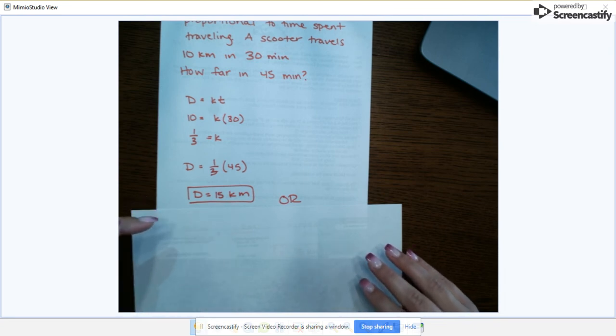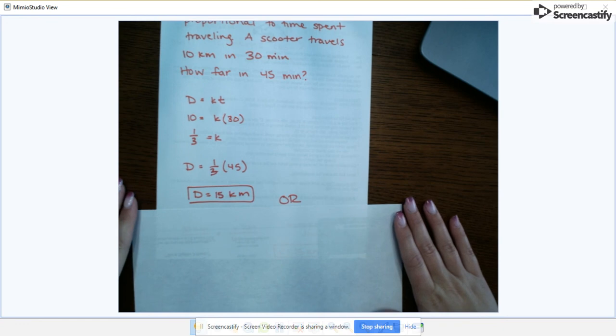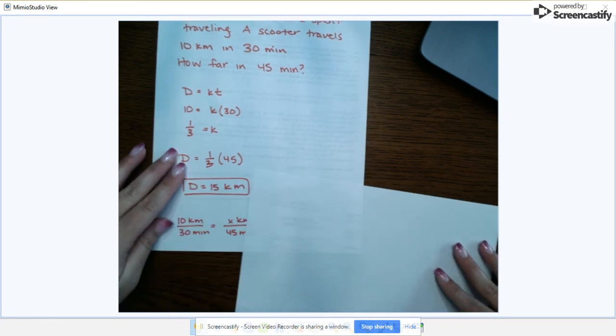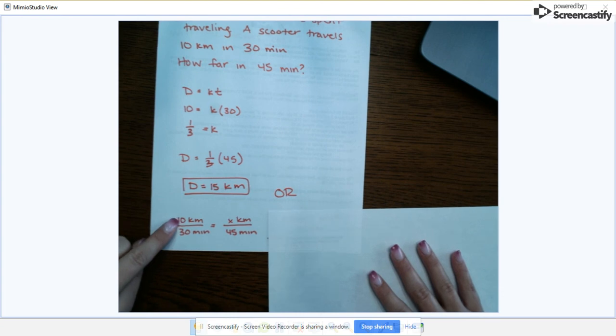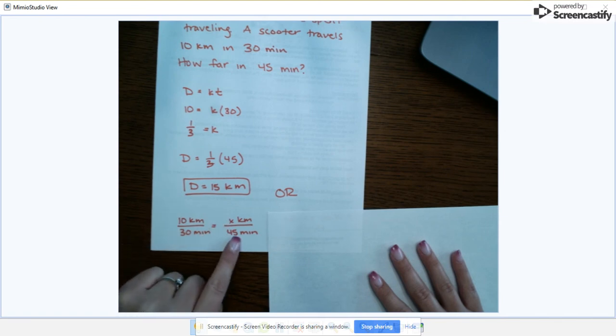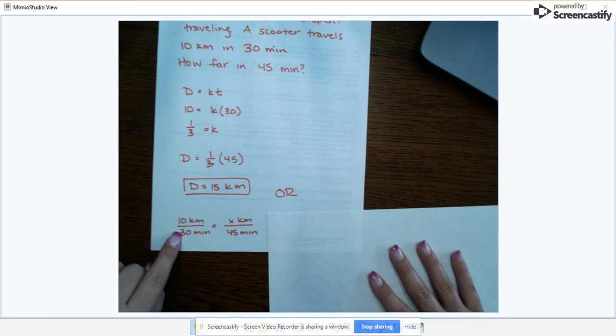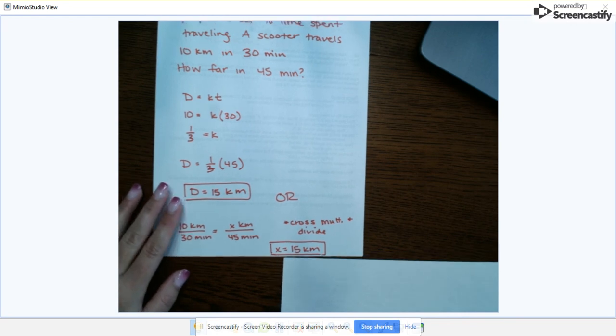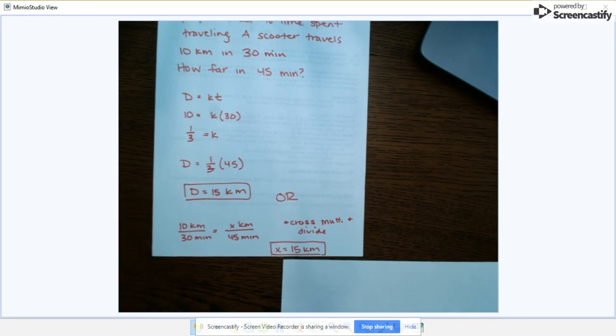Since we've said that direct variation is the same or similar to direct proportion, or directly proportional, we can create a proportion. So here we would have 10 kilometers over 30 minutes is equivalent to x, what we're solving for, kilometers over 45 minutes. You cross multiply, so 450 divided by 30 still gives you your 15 kilometers. So both of those ways are available to solve these direct variation problems.